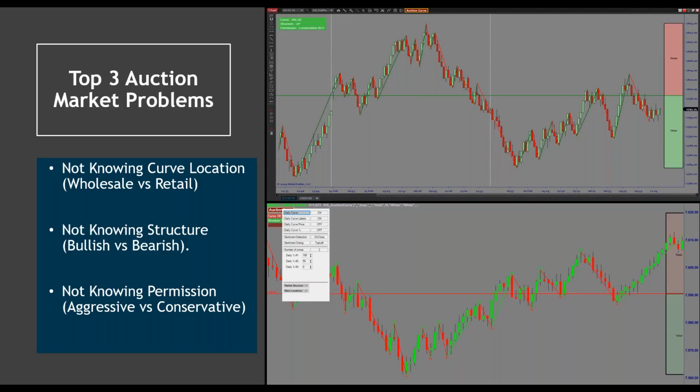So that being said, let's jump into this. Auction market theory really involves three things: location of trades, market structure, and permissive action. So if you do not know where you should be buying or where you should be selling, I do not mean the trading setup. I mean location of the market. So what do I mean by that? Let's give you an example.